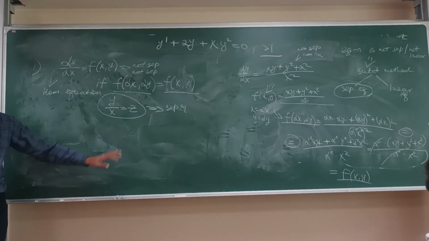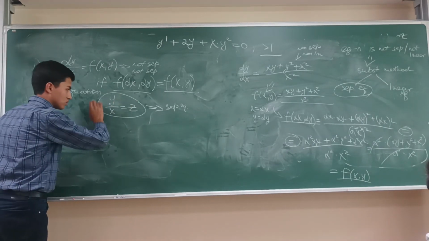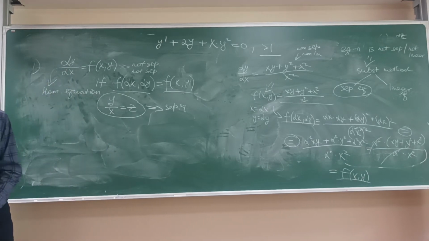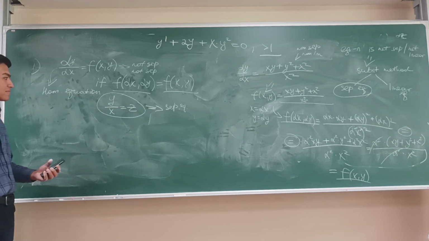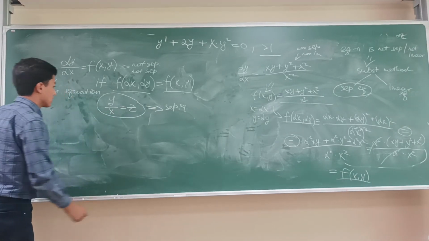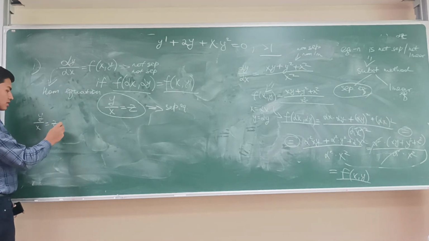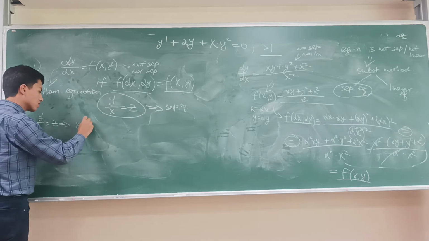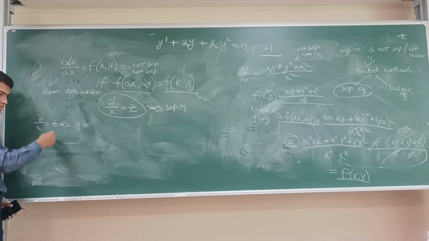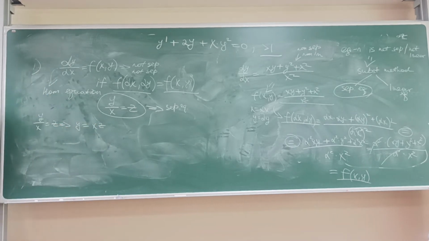Is everything clear up to this point? Yes. That means it's homogeneous, and we can try this substitution. So y over x equals z, and you can write y equals z times x. That's arithmetic.